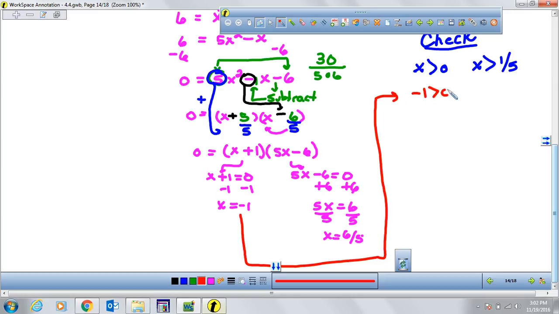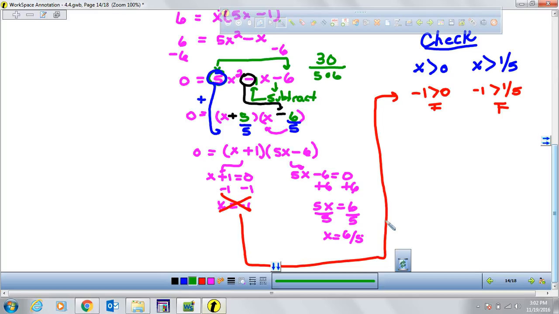-1, is that greater than 0? That is completely false. Right? And if we check it right here, -1, is that greater than 1/5? That is also completely false. So that means that -1 is not a real solution because it's not in the domain.